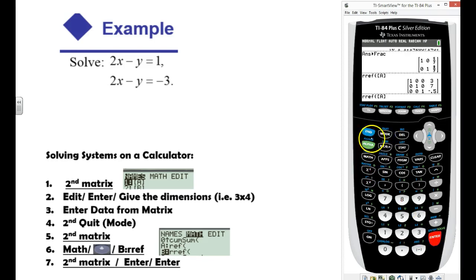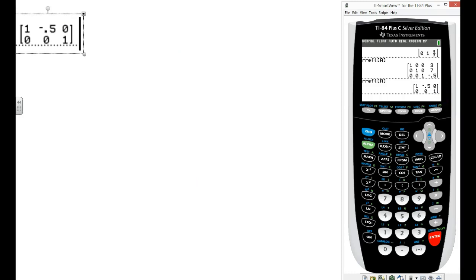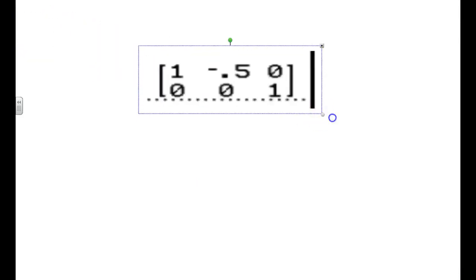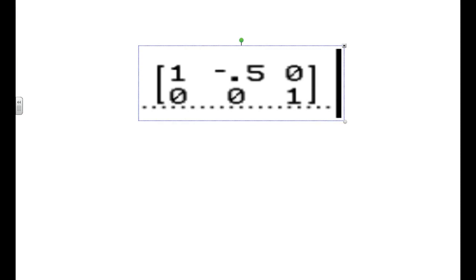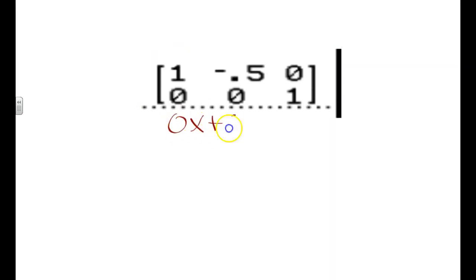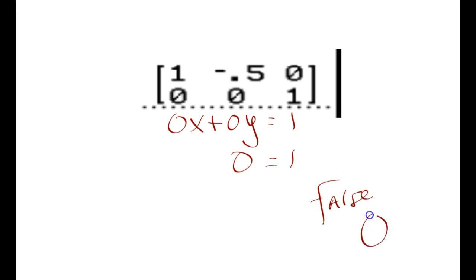Second enter is a recall for the answer. And look at this bottom row. This is what I want to talk to you about. Be careful, because some students will say, well, the answer is 0, 1. But if you're reading the bottom row matrix carefully, it actually says 0x plus 0y equals 1, which means 0 equals 1, which, if you remember, is a false statement. And if it's a false statement, then it's the empty set.